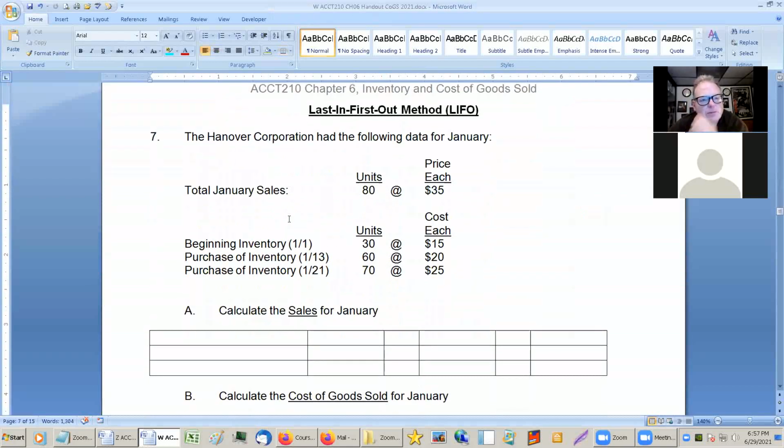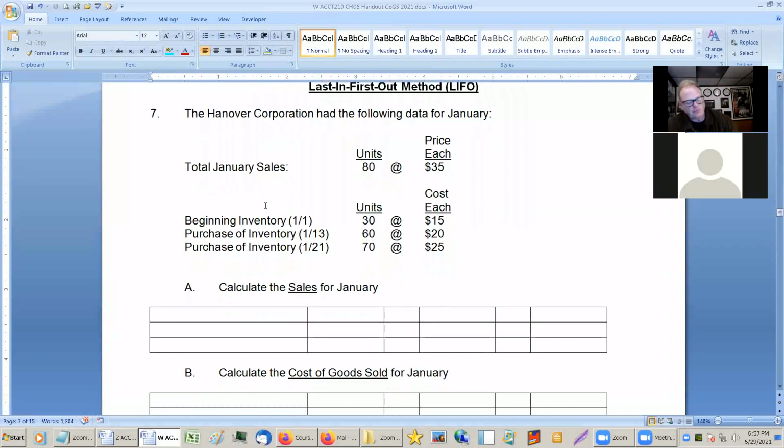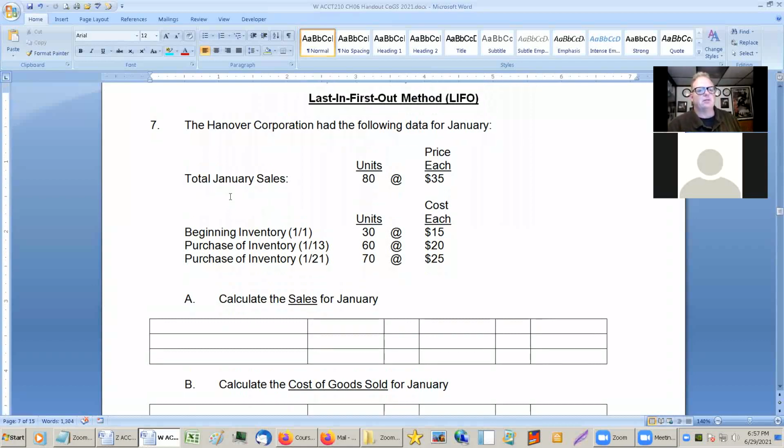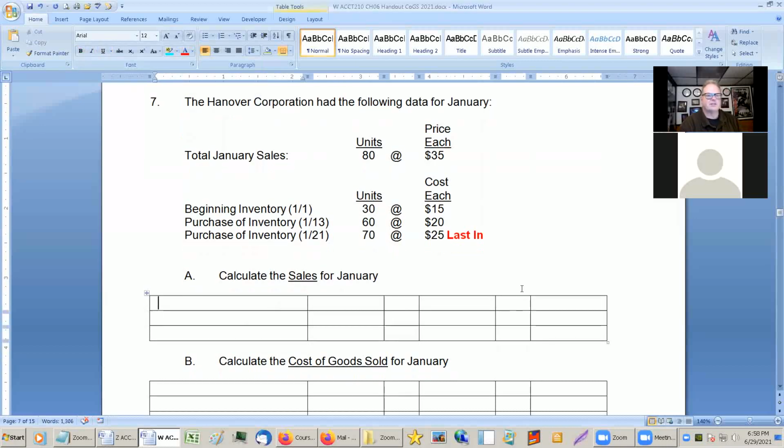We'll do this one, then we'll call it a day. All right. Let's see here. So it's basically the same, except that down here, these are the last in. Everything else is the same.